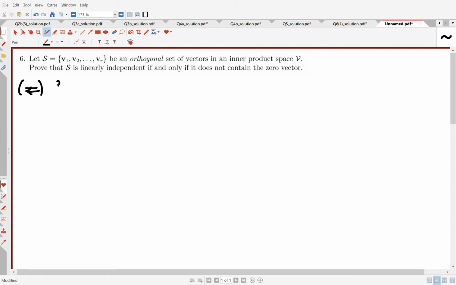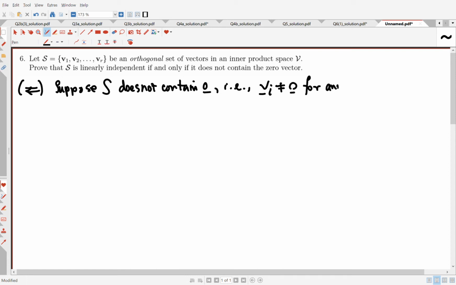So we suppose that S does not contain 0. In other words, Vi is not equal to 0 for any i from 1 to r. So we want to show that it is linearly independent.